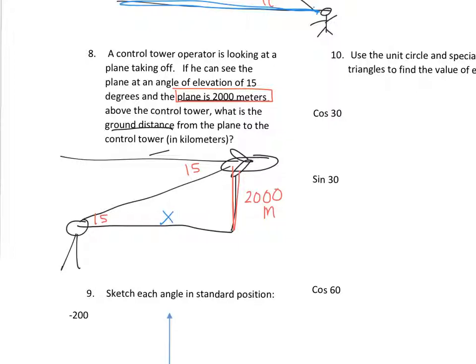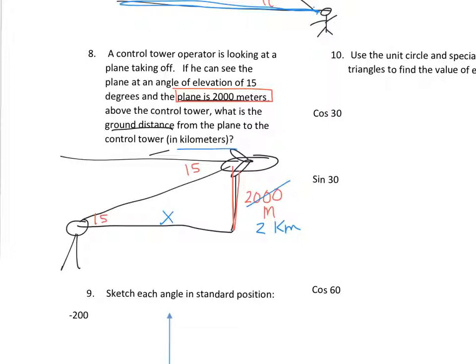So you can do two things. We have to answer in kilometers, so you can either convert now or you can convert at the end. I'm actually going to convert right now. So 2,000 meters is actually 2 kilometers. So my answer is going to be in kilometers.